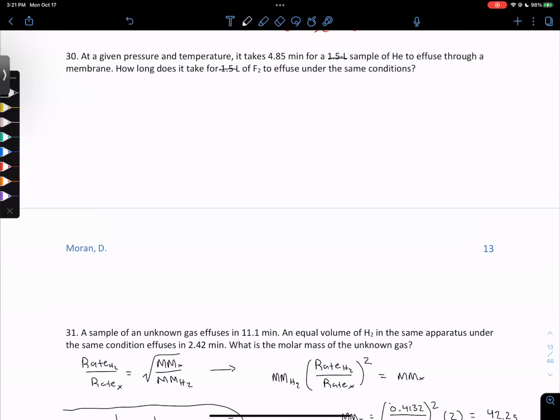The second thing I would do is solve for the rate of helium. It says it takes 4.85 minutes for a 1.5 liter sample of helium to effuse. So we know the rate of helium is equal to 1 over t, the time it takes to effuse, which is equal to 1 over 4.85, which is equal to 0.206.